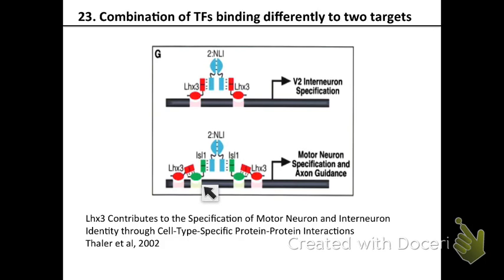Okay? So you can see that although LHX3 is required for the expression of genes in both V2 neurons and motor neurons, the molecular mechanism by which it regulates each of them is different and is determined by the presence of additional transcription factors and the location, the architecture, I would say, of where the binding elements are in the regulatory sequences. Does that make sense?